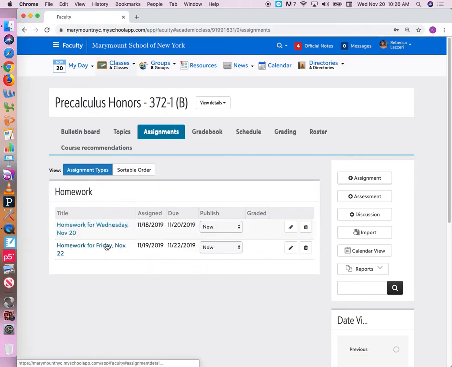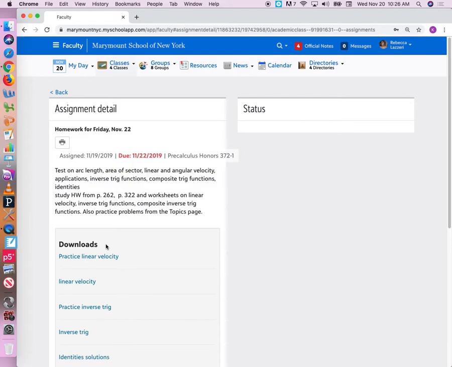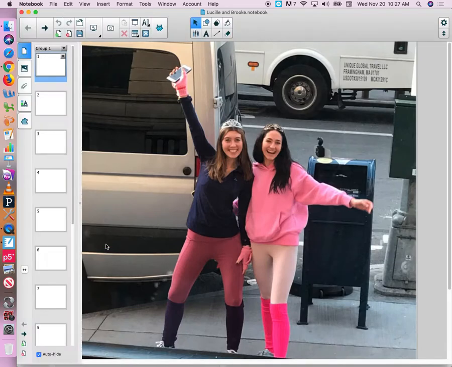So, homework for Friday. What you'll see is the test is on arc length, area of a sector. That would be S equals r theta, 1/2 r squared theta. Linear and angular velocity. Applications where you're finding out how tall a building is or something, okay? Inverse trig functions like that first little worksheet I gave you, like arc sine of -1/2.